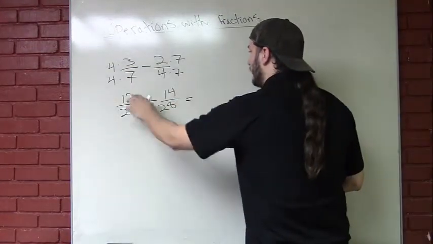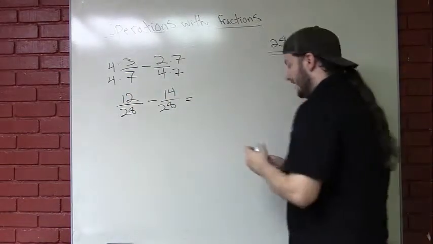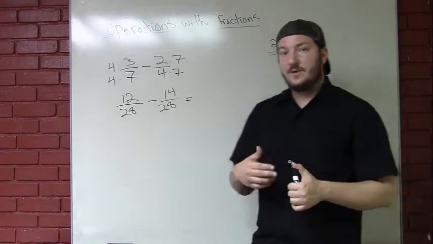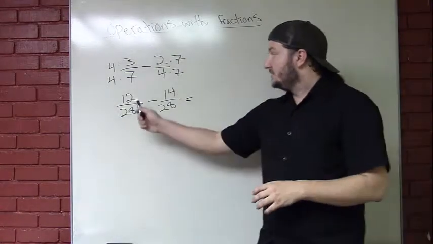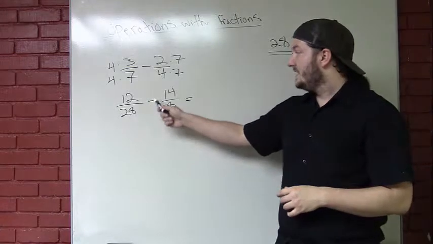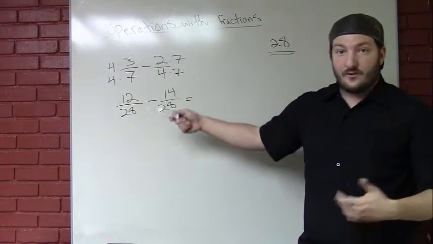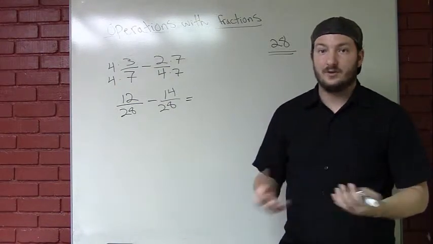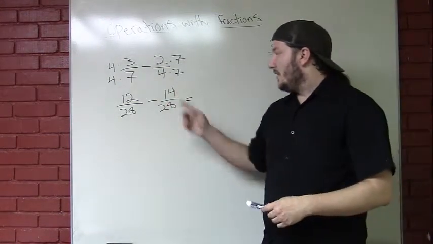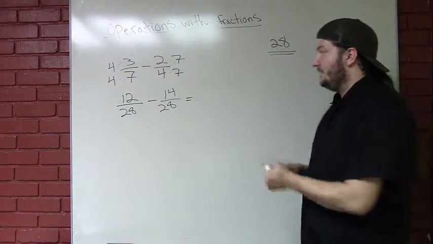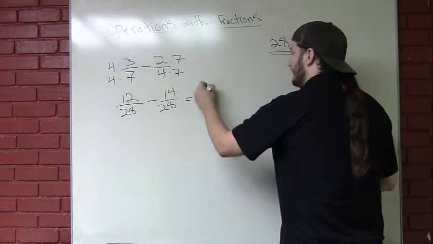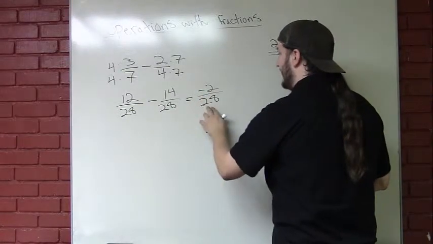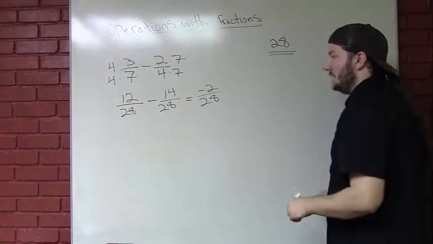So, what's 12 minus 14? Now this is one of those kind of tricky ones. When you're adding or subtracting, I always relate it to money. So you have $12 in the bank. You buy something for $14 because it's a negative. Negative is like you purchase something or it's debt. Well, how much do you have in the bank now? Your bank account would read negative $2 over 28. Again, we just keep the bottom.